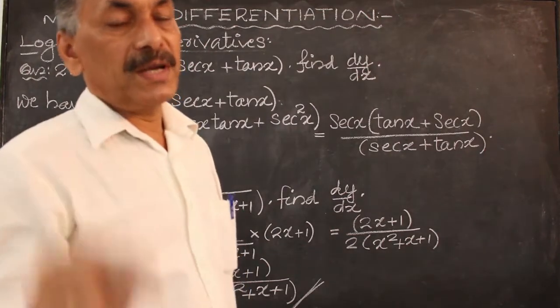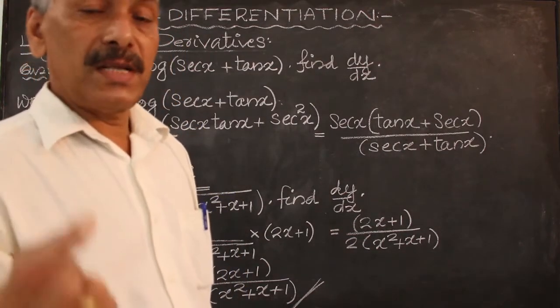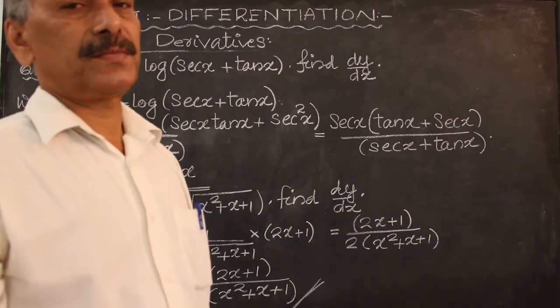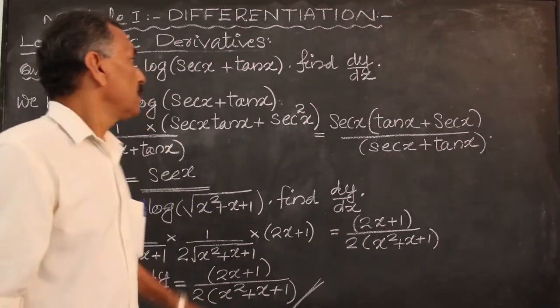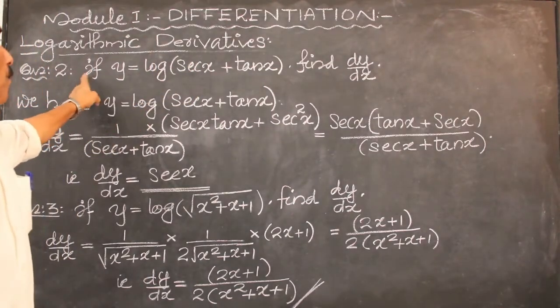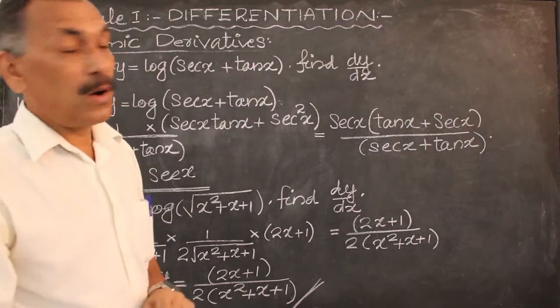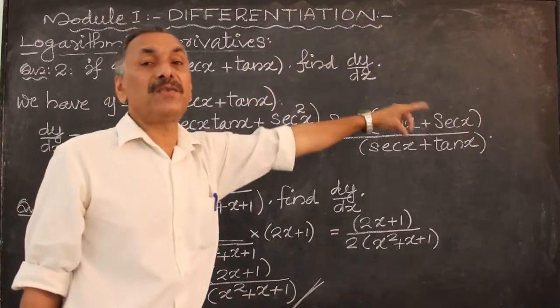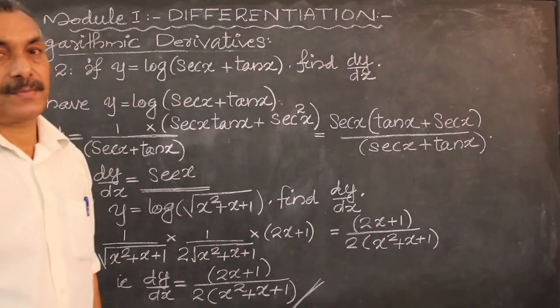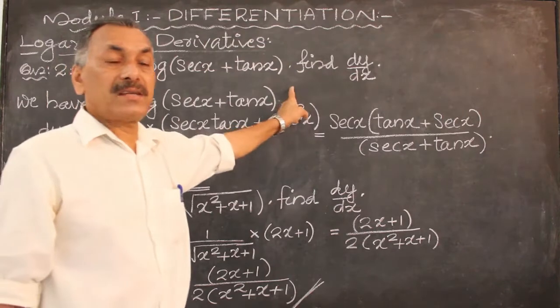Using logarithmic differentiation, the derivative of log is 1 by x. Using that property, consider some more examples. Question number 2: if y is equal to log of secant x plus tan x, find dy by dx.